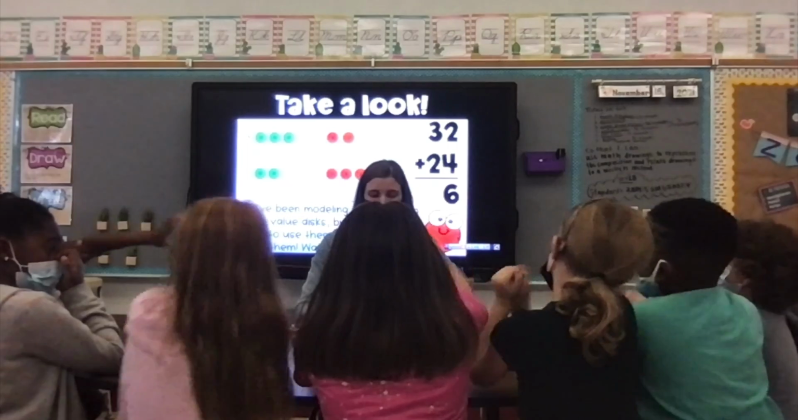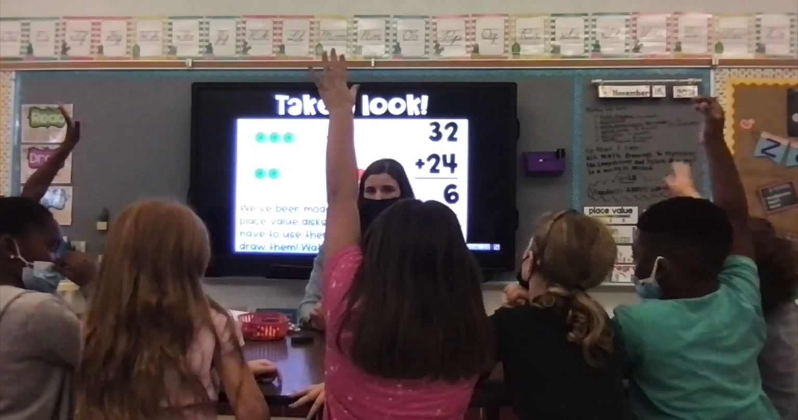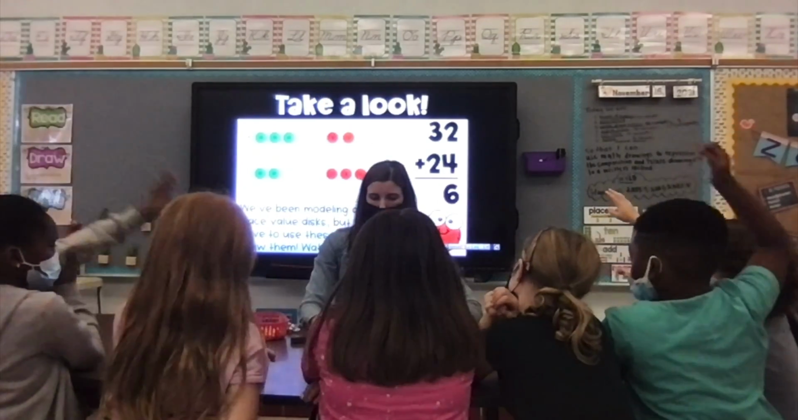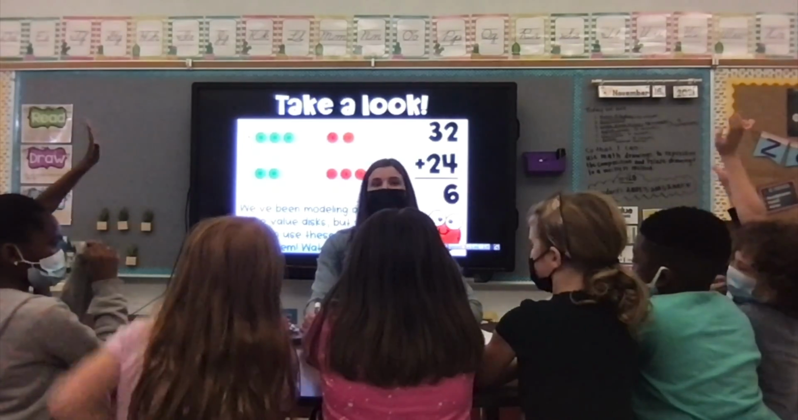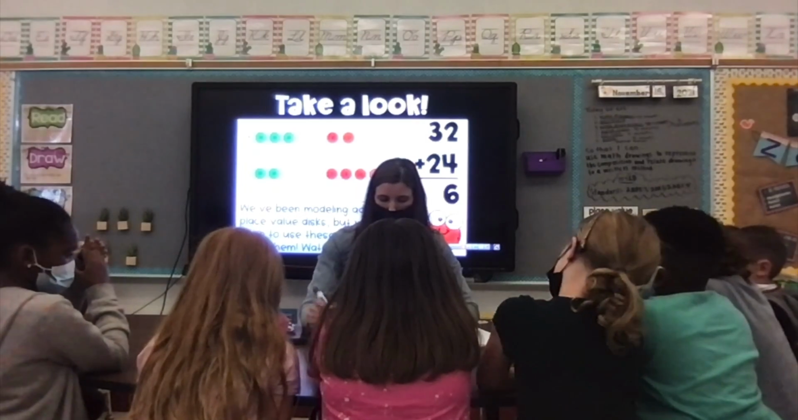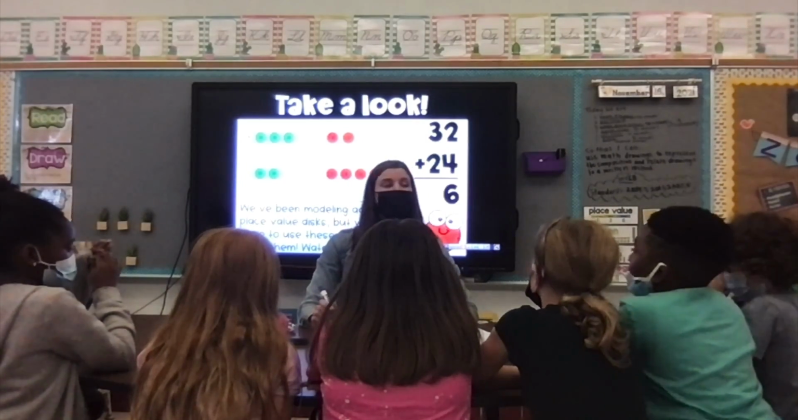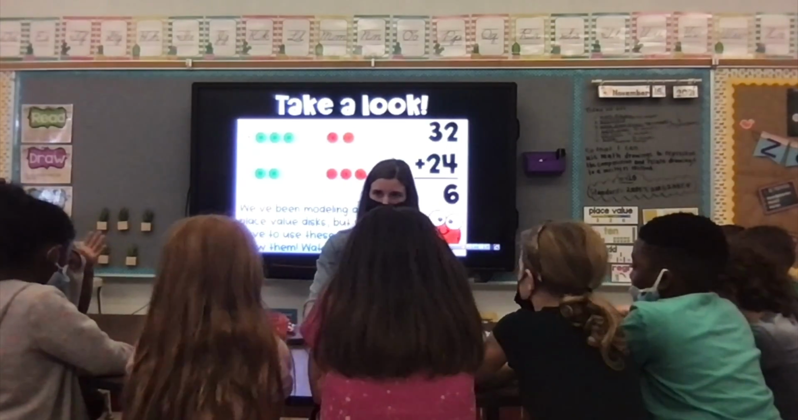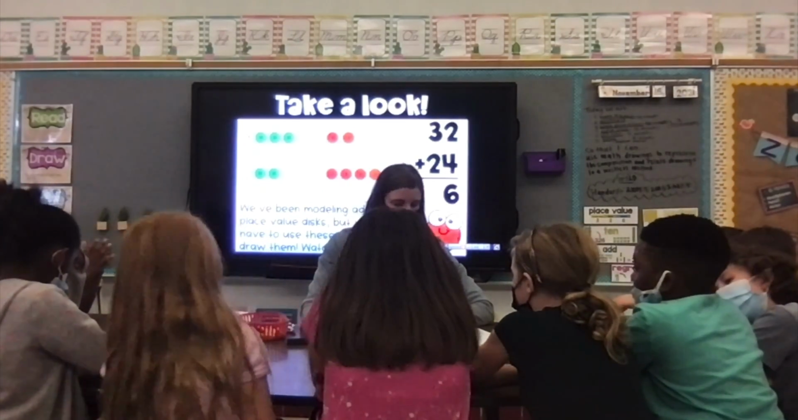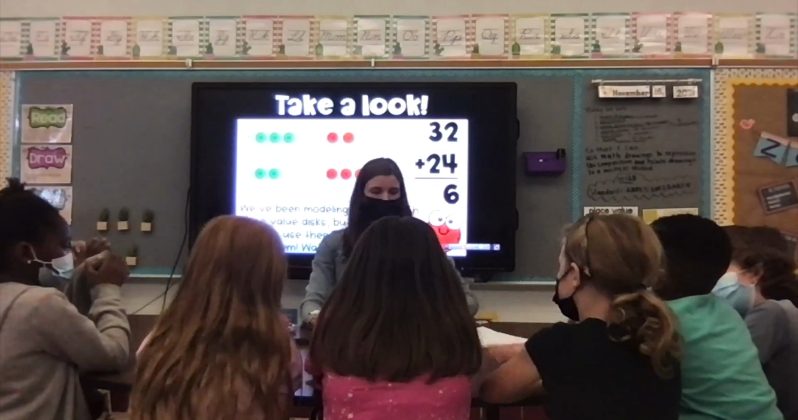10s. And what am I adding in my 10's place? Tinsley? 3 plus 2, right? And what is 3 10s plus 2 10s? 5. It is 5 tens, my bad. 5 tens equals 50. Thank you for correcting my mistake. 32 plus 24 is 56.